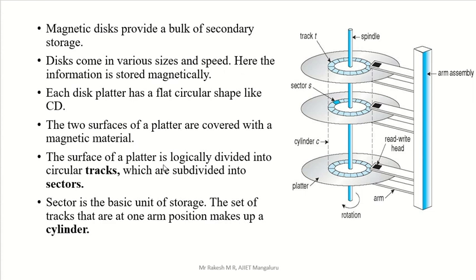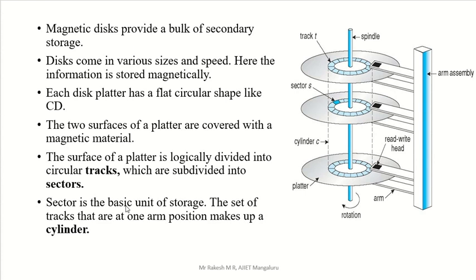The surface of the platter is logically divided into circular tracks. In the platter we have this upper surface, and the bottom side also has the same thing. So we can form many tracks here. Each track is subdivided into sectors, small areas. A sector is the basic unit of storage.